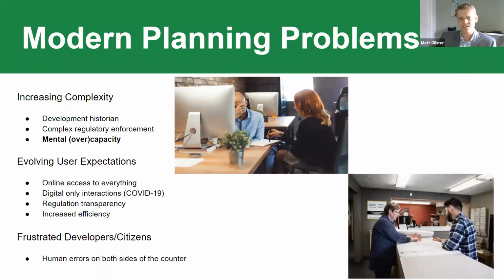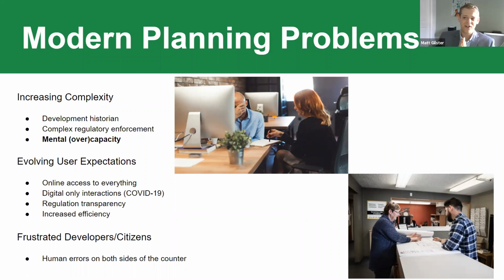So all of these things I just discussed, I talk about in the realm of modern planning problems. We're no longer doing these easy, big greenfield developments. You're now required to be a development historian. You have to know all of the history of a parcel that someone's looking to develop. You have to know all of the regulations. You may be dealing with outdated codes or non-congruent codes, codes that clash with each other. And you're also having to deal with very complex regulatory enforcement and permitting flows. This leads to a mental overcapacity that we're seeing amongst planners.